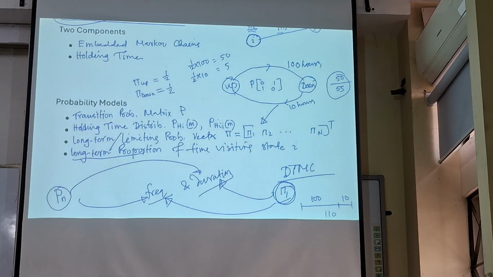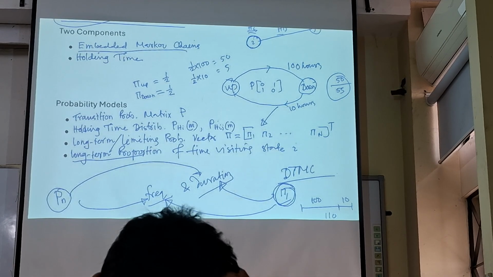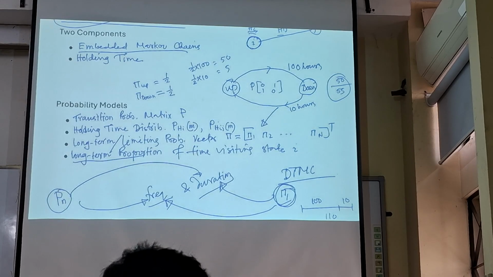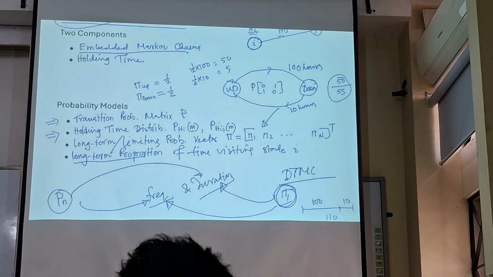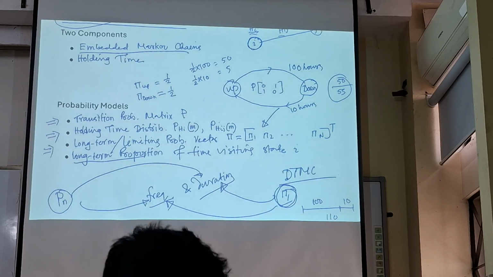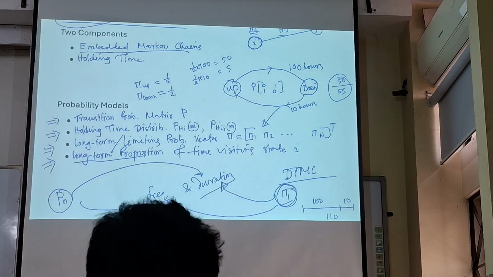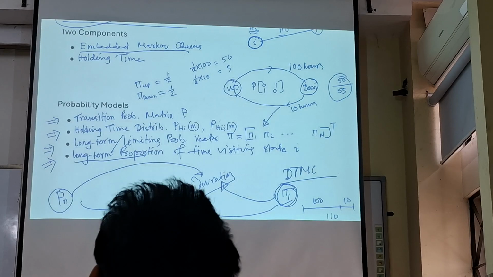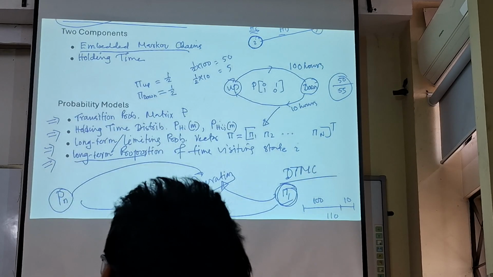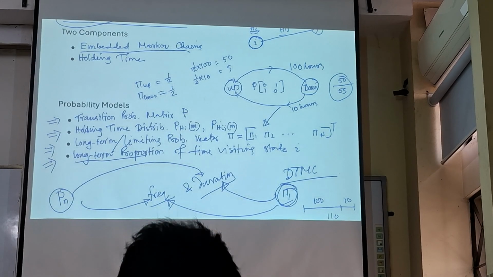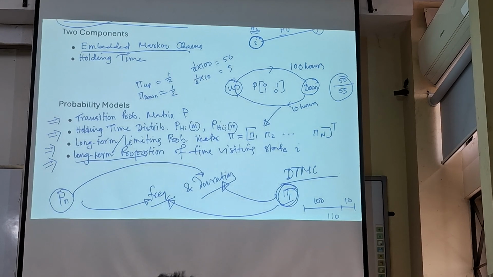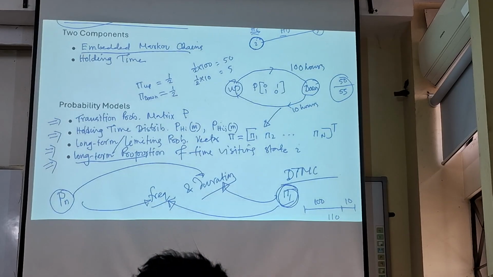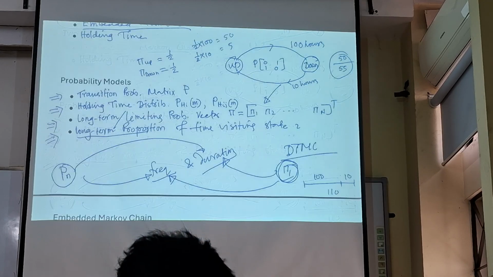So, from here, our objective is what? We need to find out the embedded Markov chain. Once we have the embedded Markov chain, we need to find out the transition probability matrix. We need to find out the holding time distributions, then the long-term probability vector, and finally the long-term proportion. Then any analysis of a semi-Markov process is done. There is one more quantity, first passage time. Today we will consider the next one.